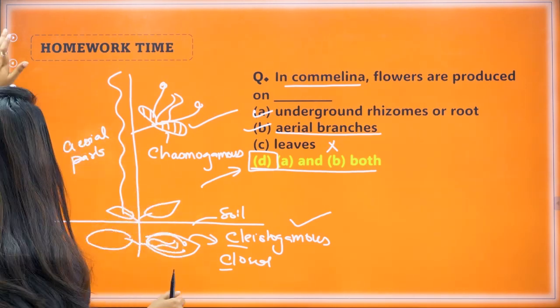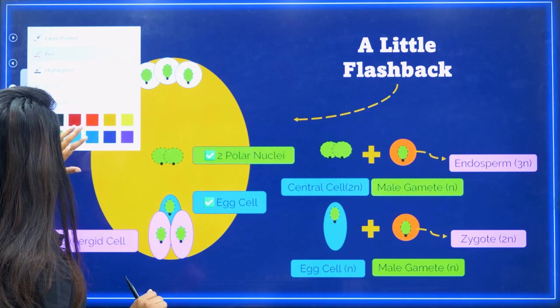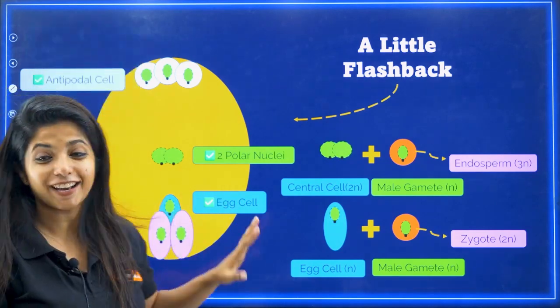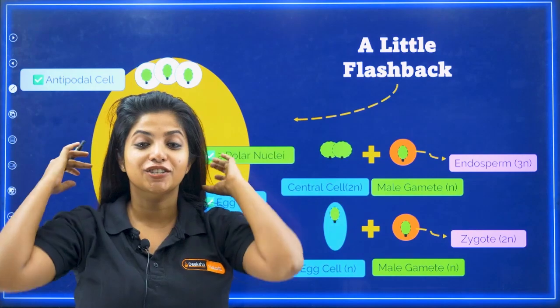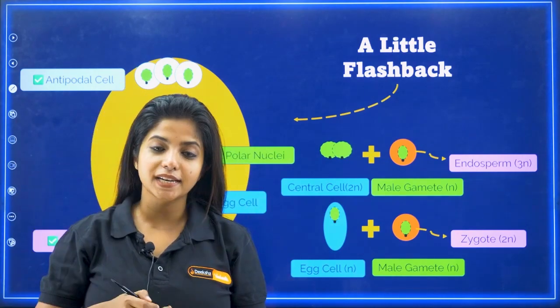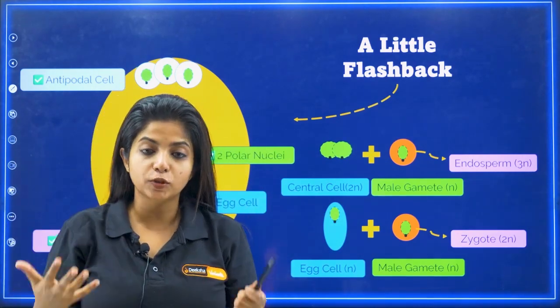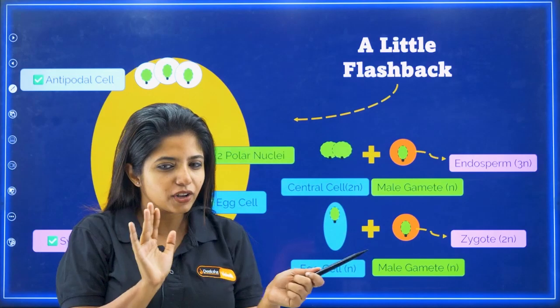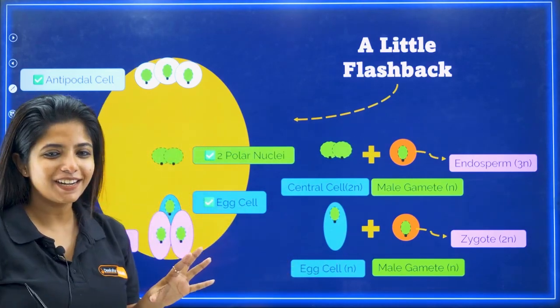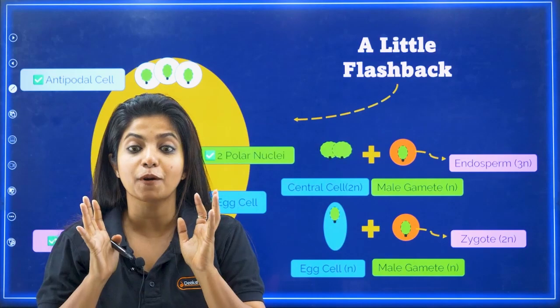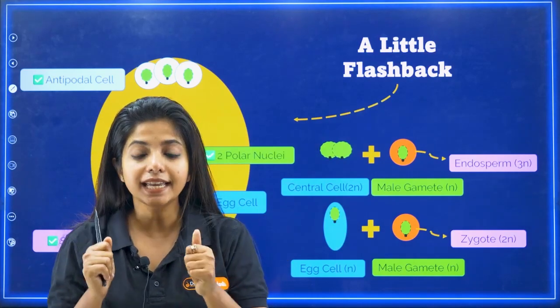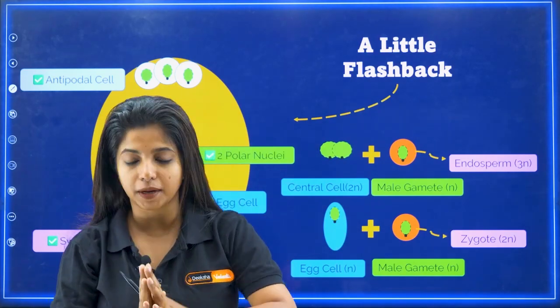Cool. So I hope that we are good to go, and we are going to have a little flashback session because I want you to understand what I'm going to teach today. So those of you who probably didn't attend the last session might not be able to understand it, which is why a small recap session. Okay, so previously, my dear children, what was happening? The egg and the male gamete were about to meet. Where? In the embryo sac of the female plant.